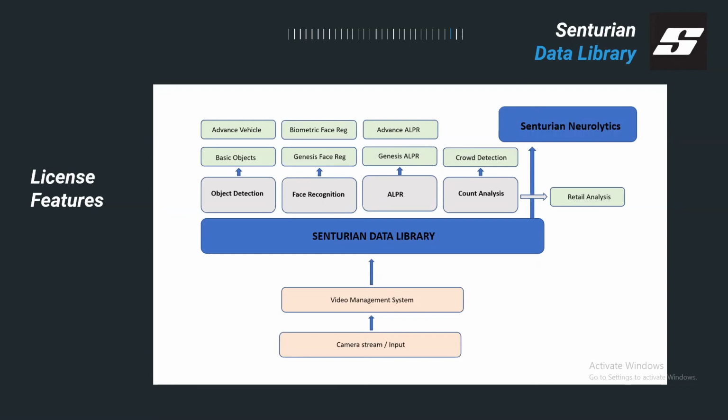Earlier when I talked about the Senturian Neurolytics, the one that you see for the hospitals and the fall, it will also be connected to the data library. So everything will be in one whole system with behavior, object recognition, and different modules you can choose from. This will all be available in the market through all our partners and distributors. You can buy it from them, correct? They will have the whole full price list and you can purchase it directly from them.